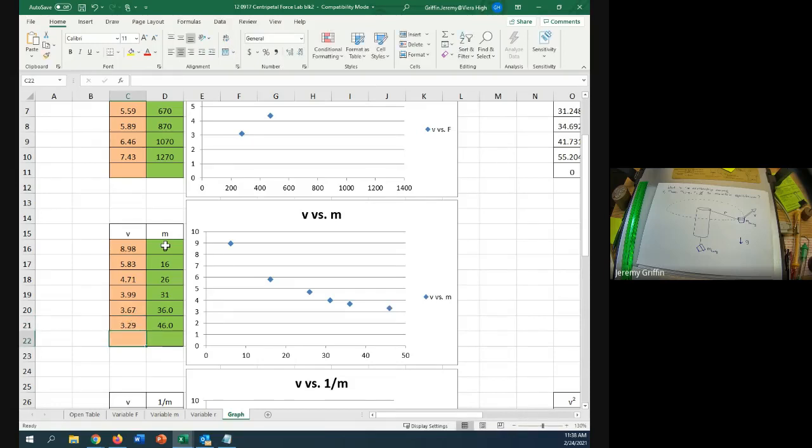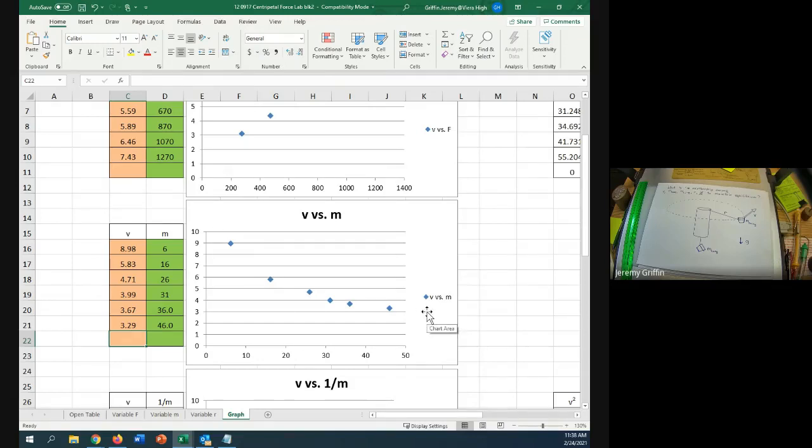Oh, that is a really pretty looking graph. Look at that. What kind of relationship is that? That is an inverse relationship, isn't it? Wow, that is a really pretty looking graph right there.